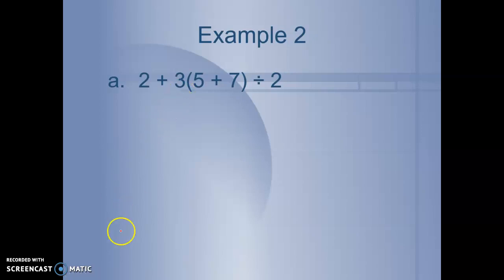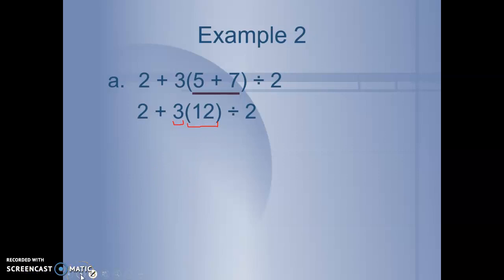Using GEMDAS, we're going to do what's inside the parentheses first, which is 5 plus 7. That leaves us with 2 plus 3 times 12 divided by 2. Remember, when you have a number right next to another number in parentheses, the implied operation is multiplication. So that does mean to multiply.